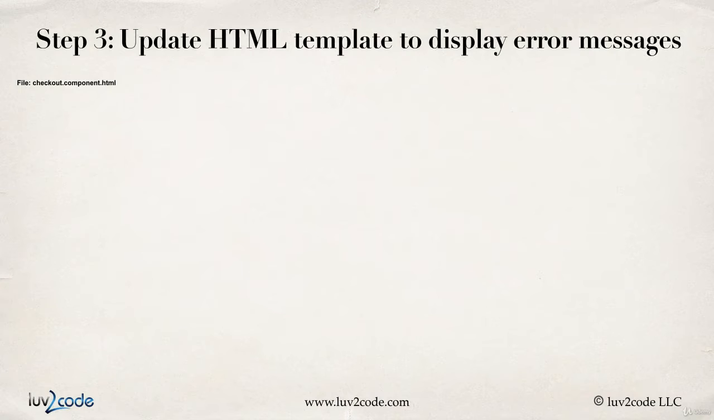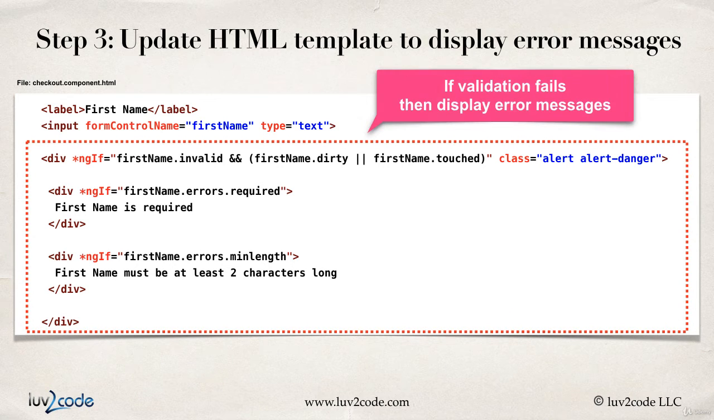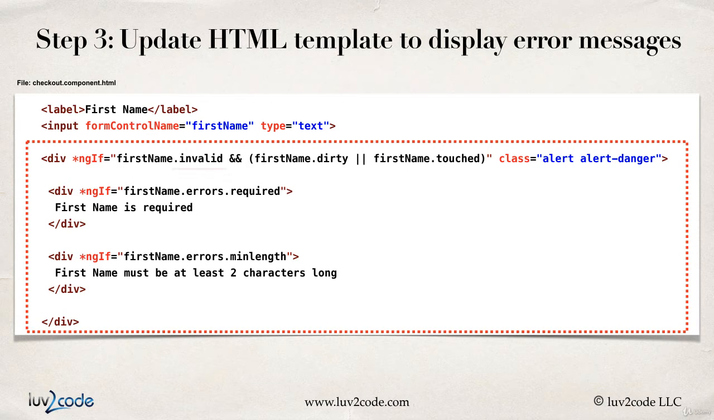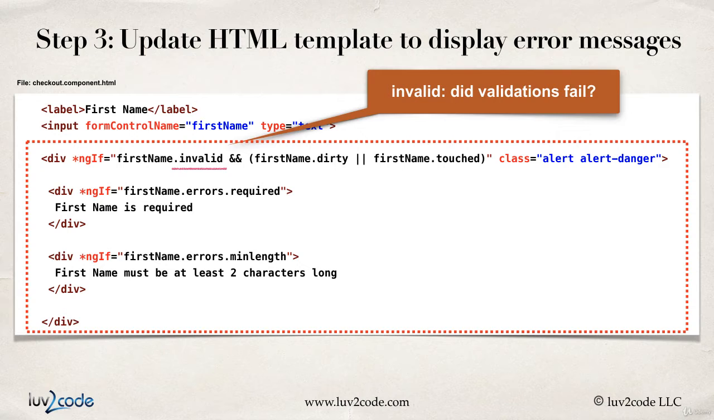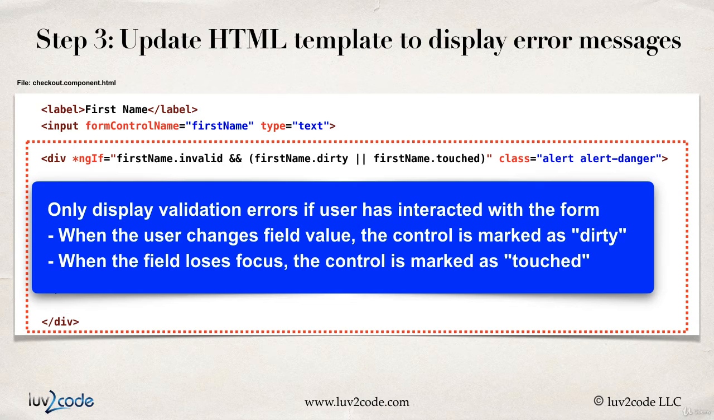Alrighty, step 3 of updating the HTML template to display the error messages. So here's the example here for first name, the first name form control. And so if the validation fails, then let's display error messages here. So here we have first name dot invalid. So, hey, did the validations fail for this given form control? And there's also some other things that we need to be aware of here. So we only want to display validation errors if the user has interacted with the form. So when the user changes the field value, the control is marked as dirty. When the field loses focus, the control is marked as touched.